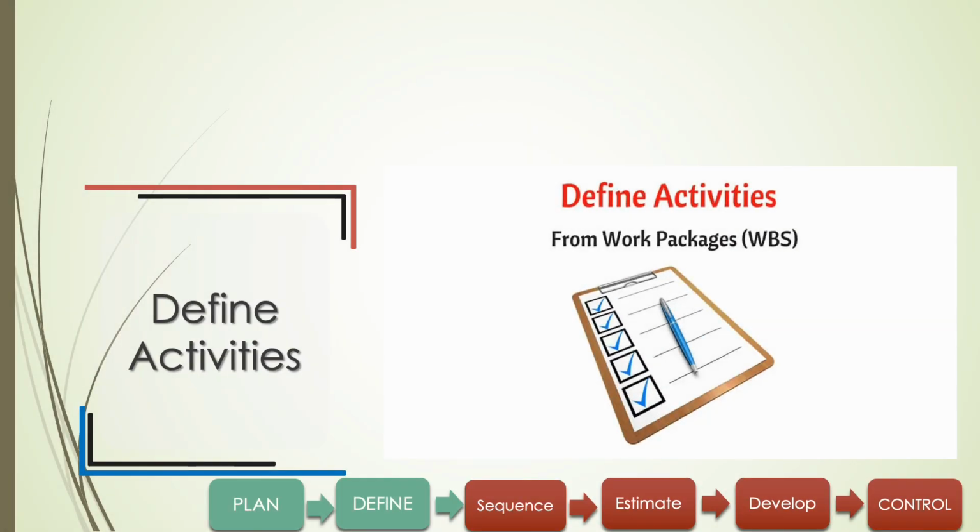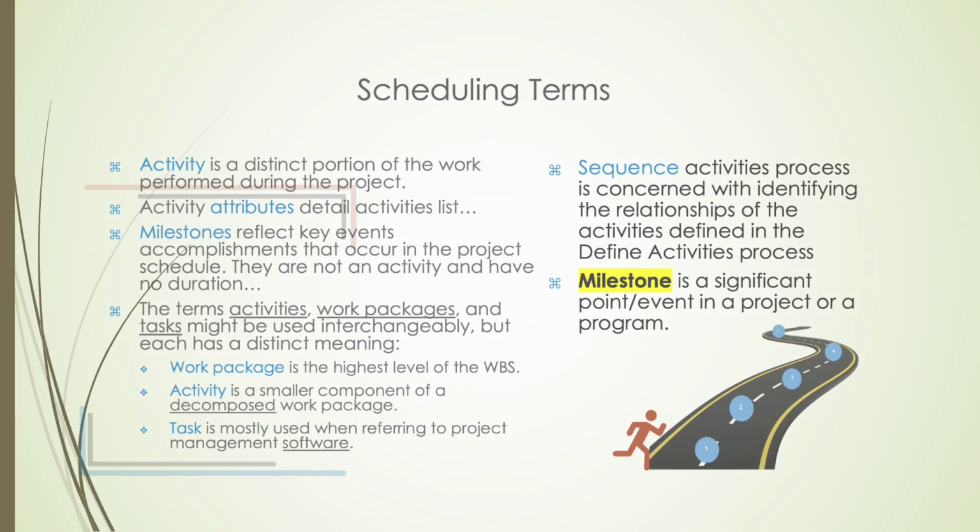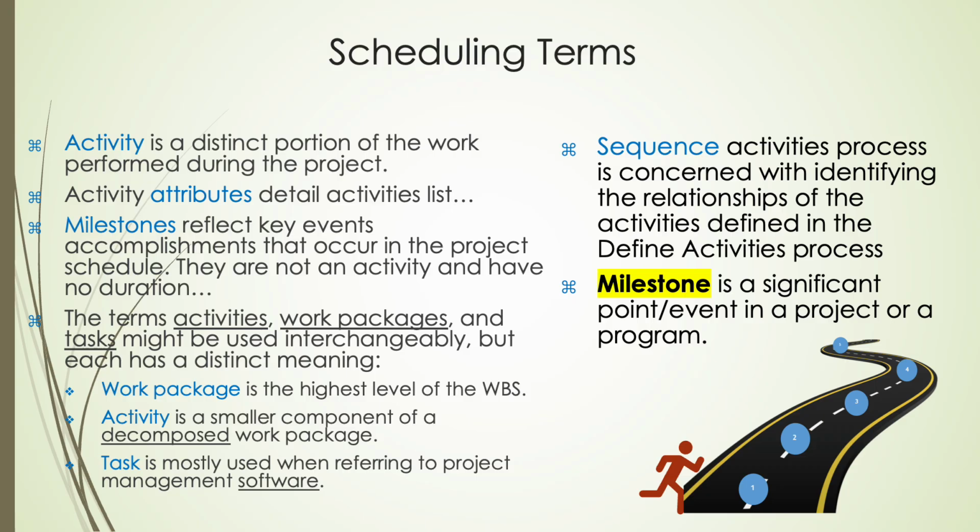Define activities is the process of identifying and documenting the specific actions to be performed to produce the project deliverables, breaking down work packages from the WBS into smaller, more manageable schedule activities. An activity is a distinct, manageable portion of the work performed during a project. While the terms activities, work packages, and tasks are often used interchangeably, they each have specific meanings within project management.